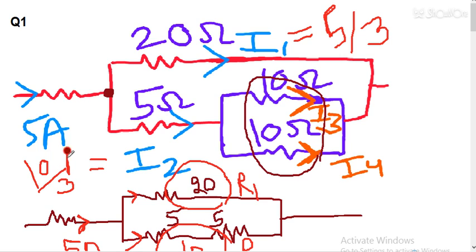Students, you can add these two values I1 and I2, so that will become 5. 10 by 10 plus 5 is 15 by 3, so it will become 5 ampere, that is the input current. Okay, so up to this point we have calculated I1 and I2.